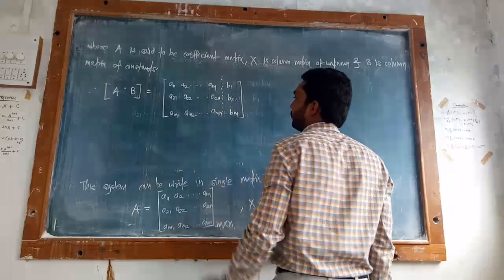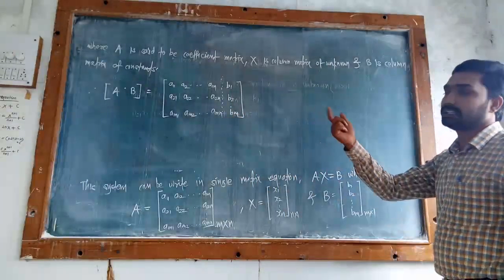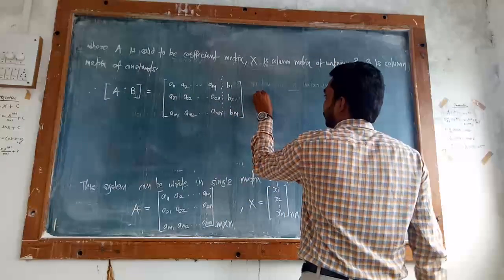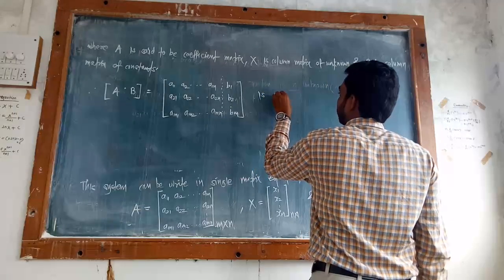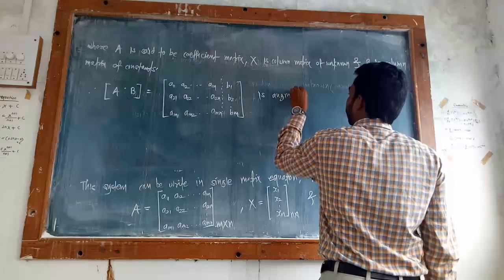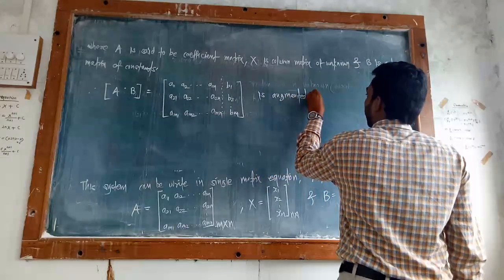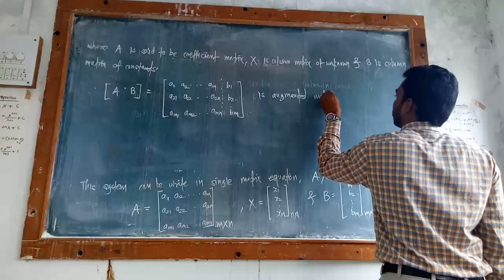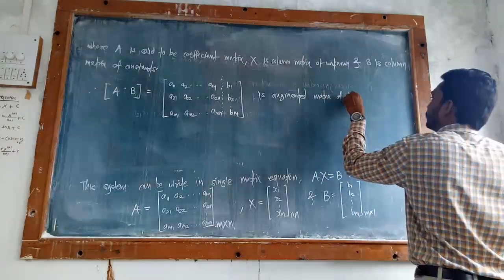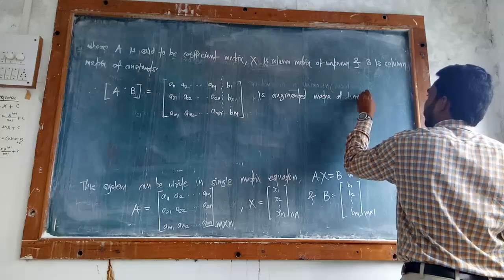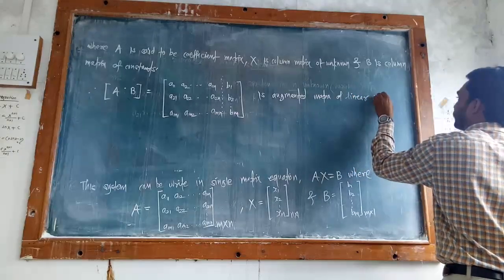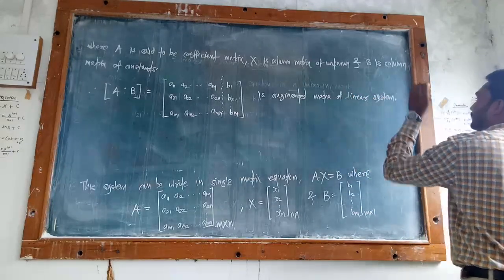Okay, bracket complete. Where capital A comma B is, what is this matrix? This is your augmented matrix of the linear system.